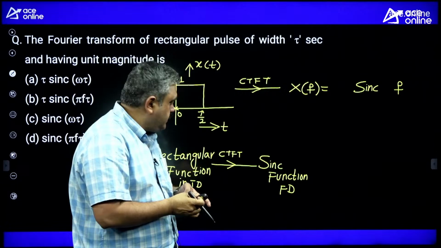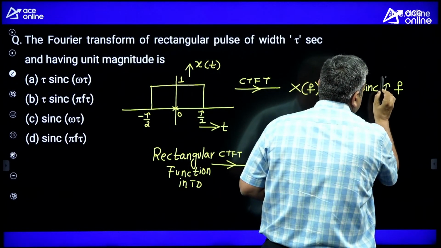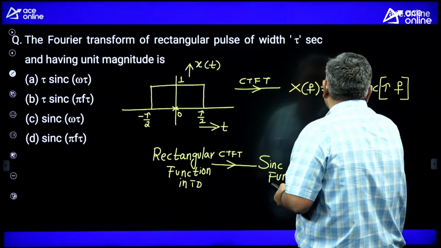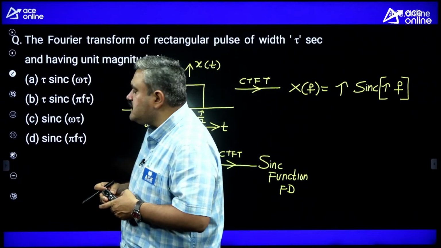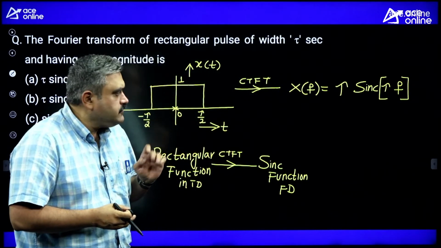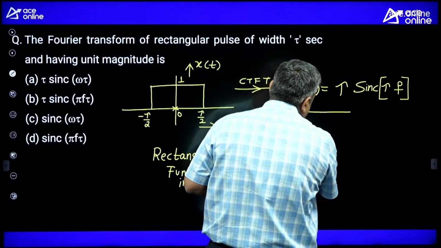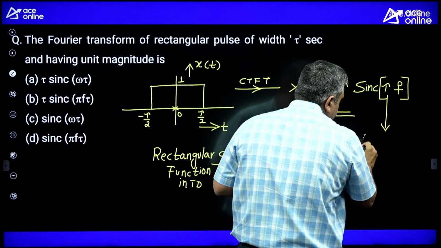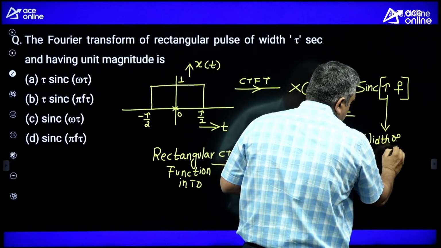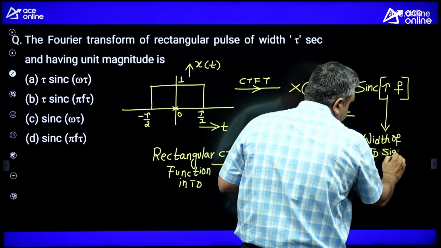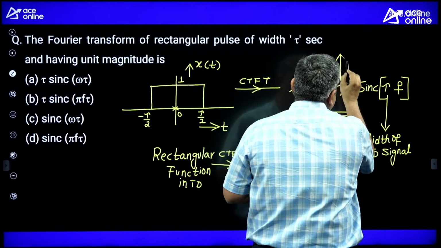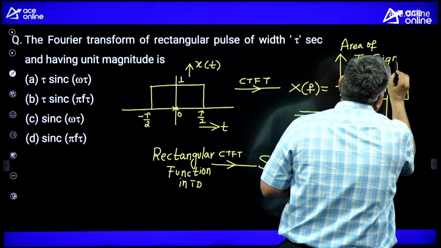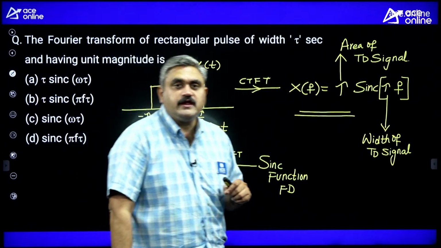Now the coefficient of f, whatever you write, is this width. What is the total width? Tau. And the coefficient of sinc is the total area. Area is base into height, tau into 1 is tau. So your answer will be tau sinc f into tau. That's all. This is how you can get answers in very quick time if you remember these shortcuts. The coefficient of f is the width of the time domain signal, and the coefficient of the sinc function is the area of the time domain signal.